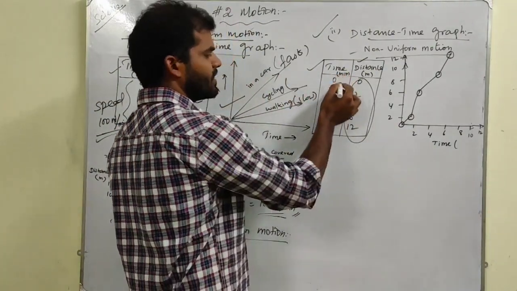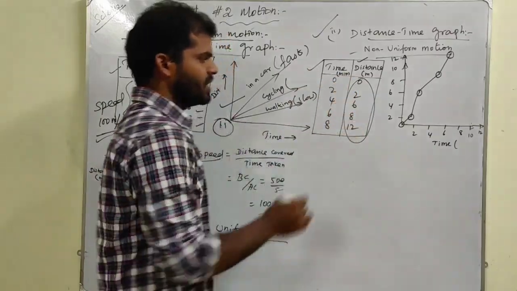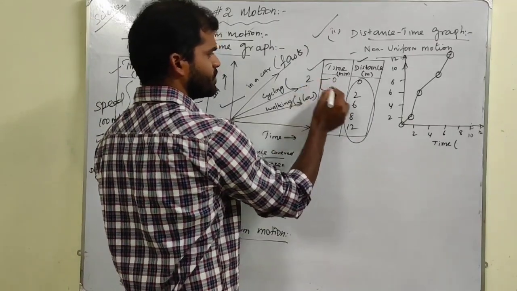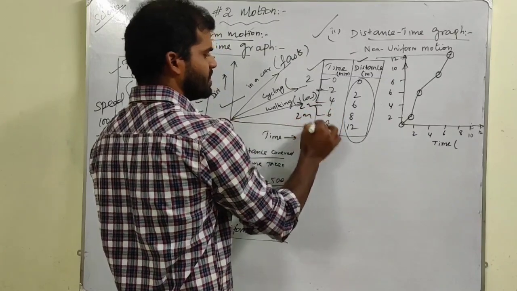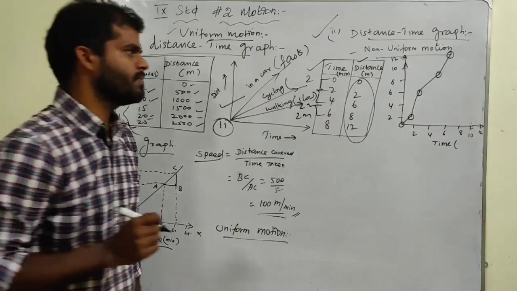Okay, for example, here we have taken equal intervals of time, that is 0, 2, 4, 6, 8. For example, the difference between these two is 2 minutes, these two is 2 minutes, these two is 2 minutes, 6 to 8 difference is 2 minutes. That is called an equal interval of time.